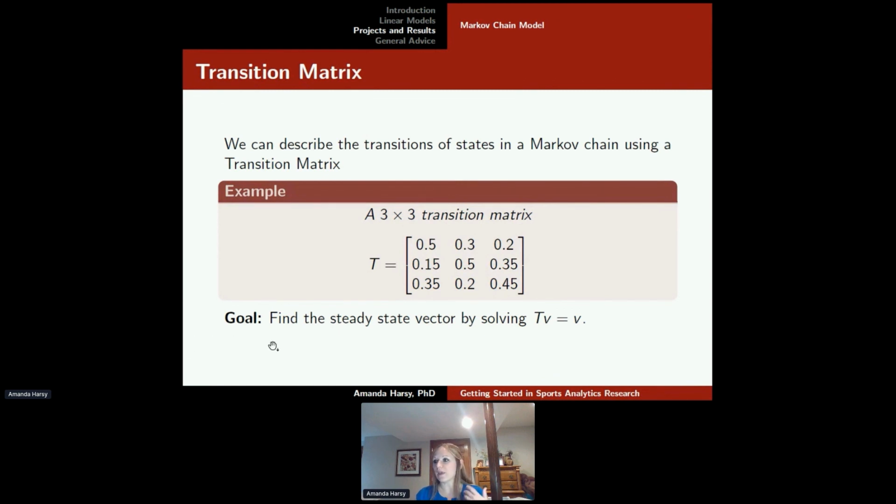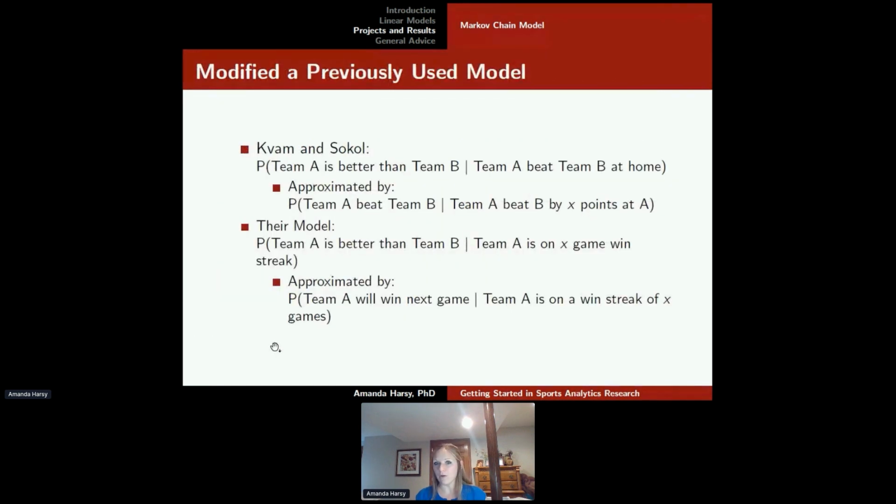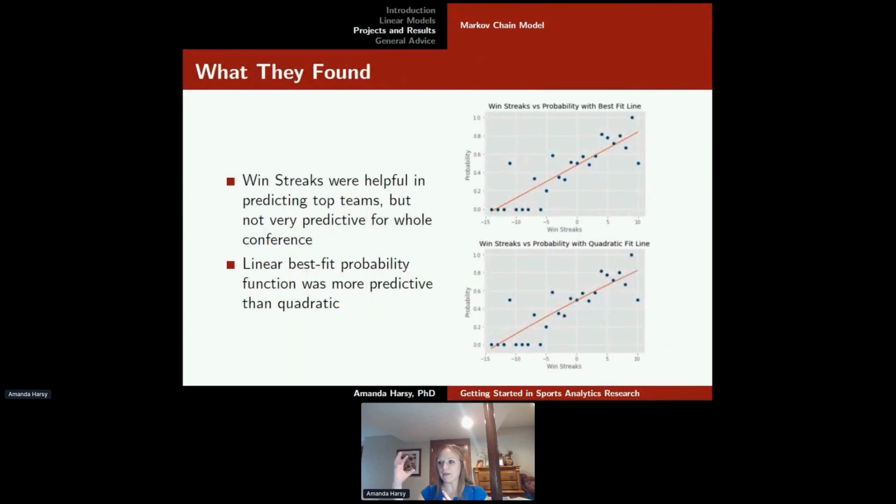So what they did was modify a previous model by Kavam and Sokol. They came up with a probability matrix to define the transition states, and they found that win streaks actually worked well for the top teams, but not for the conference as a whole.